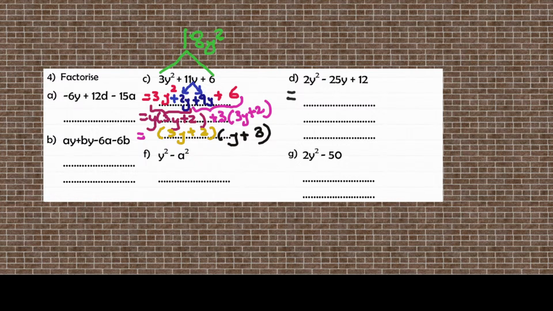So when you get a trinomial quadratic, what you've got to do is multiply the first term by the last term first. So that's 2y squared times plus 12. Now what would that give you? That gives you 24y squared. Now remember, when you multiply, you should get 24, and when you add, you should get minus 25.